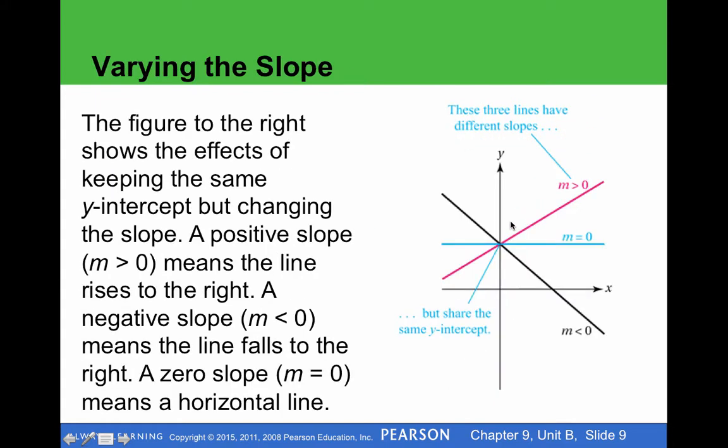The figure to the right shows the effects of keeping the same y-intercept but changing the slope. A positive slope goes up and to the right, meaning an increasing trend. That's what you see in pink there. A slope that is 0 is a model that shows no change, and that's our blue line there. And a slope that is negative goes down and to the right, showing a decreasing trend. That's our black line there.